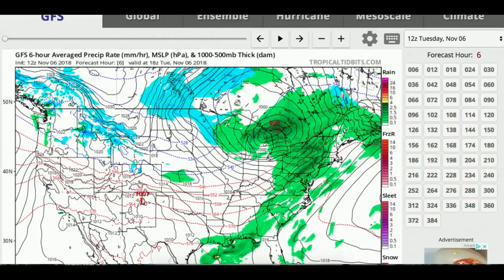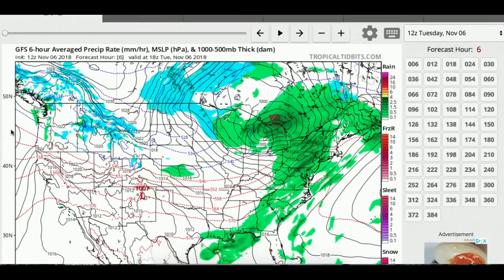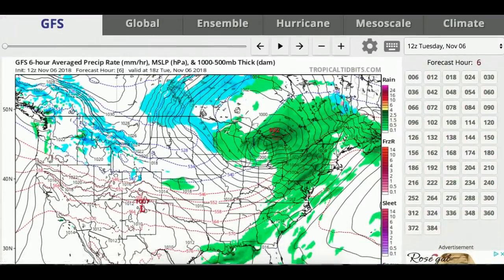So right now we're looking at the GFS 6-hour average precipitation rate, millimeters per hour, MSLP. So this basically just shows you the precipitation type that will be falling and the systems associated with the precipitation type. We're looking right now at 12Z Tuesday, November 6th. So this is the noon model run for Tuesday, Election Day, November 6th.